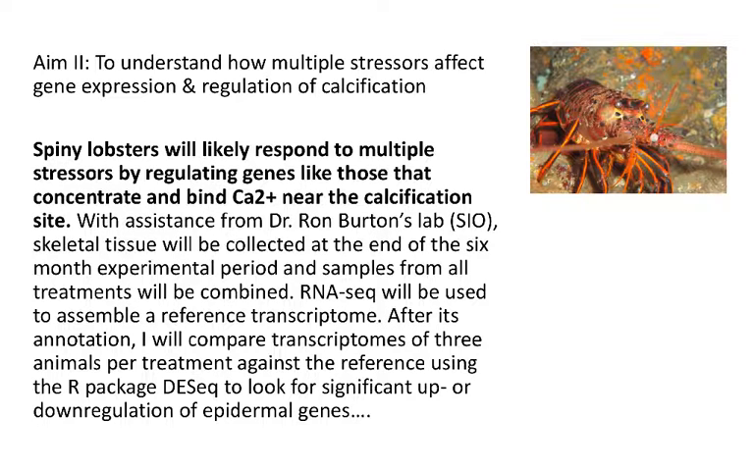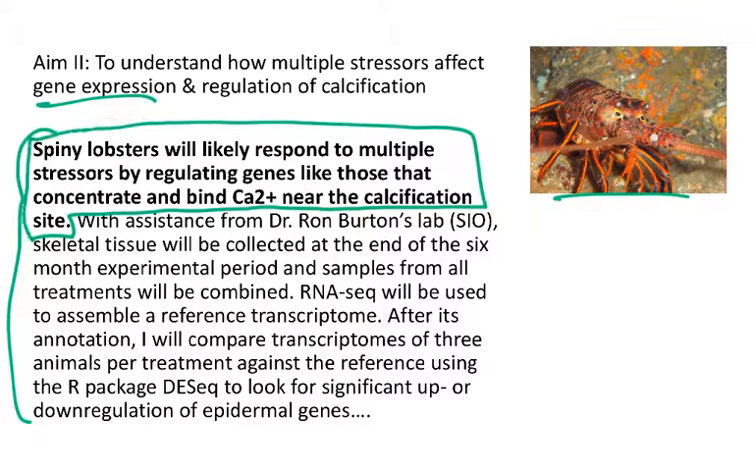So here she again is looking at spiny lobsters, and her aim 2 was to understand how different stressors affect gene expression. So that's what she's specifically interested in. This is an excerpt from her approach section for her aim 2, and highlighted or bolded here in darker font is a sentence that says spiny lobsters will likely respond to multiple stressors by regulating genes like those that concentrate and bind calcium near the calcification site. So if I had to pick from her current proposal, I would say that this is her anticipated results.